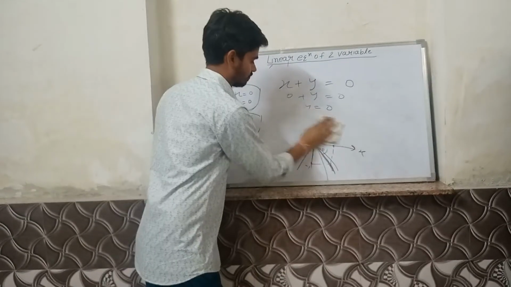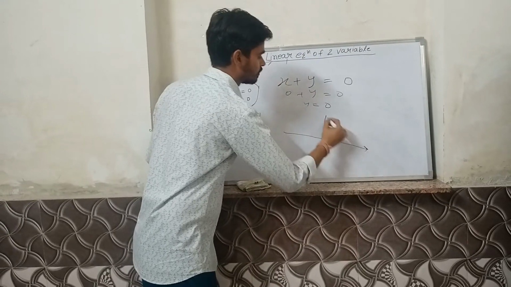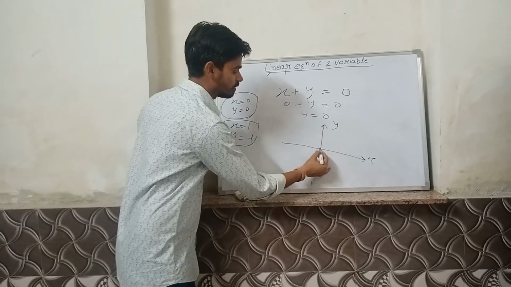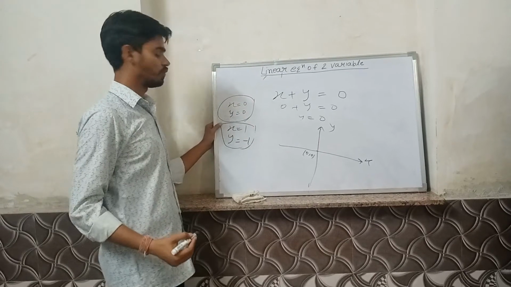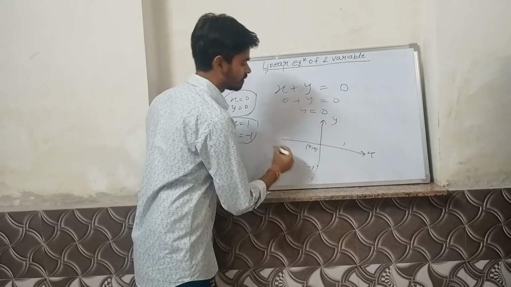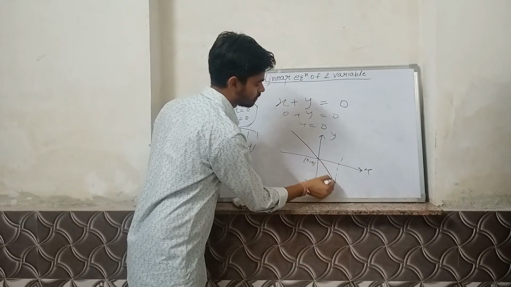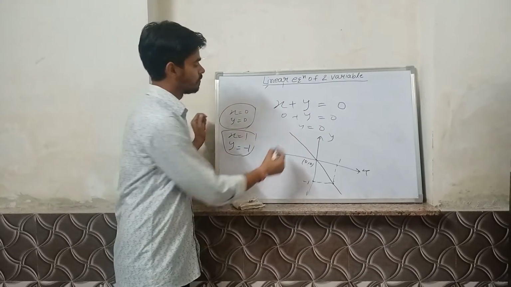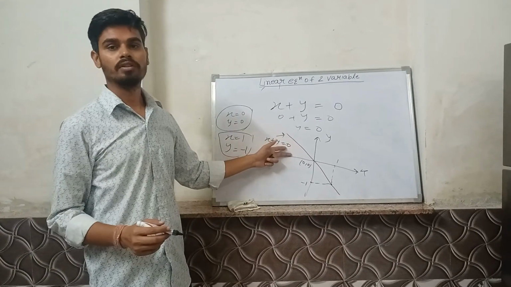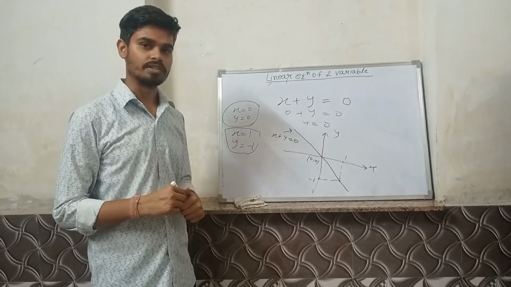I will also draw it a little bit more clearly, like x and y. With x 0 and y 0, this is the origin, and x is equal to 1 and y is equal to minus 1. So we get the line x plus y is equal to 0, which contains all the solutions that satisfy this equation. I hope you understand the linear equation. Thank you.